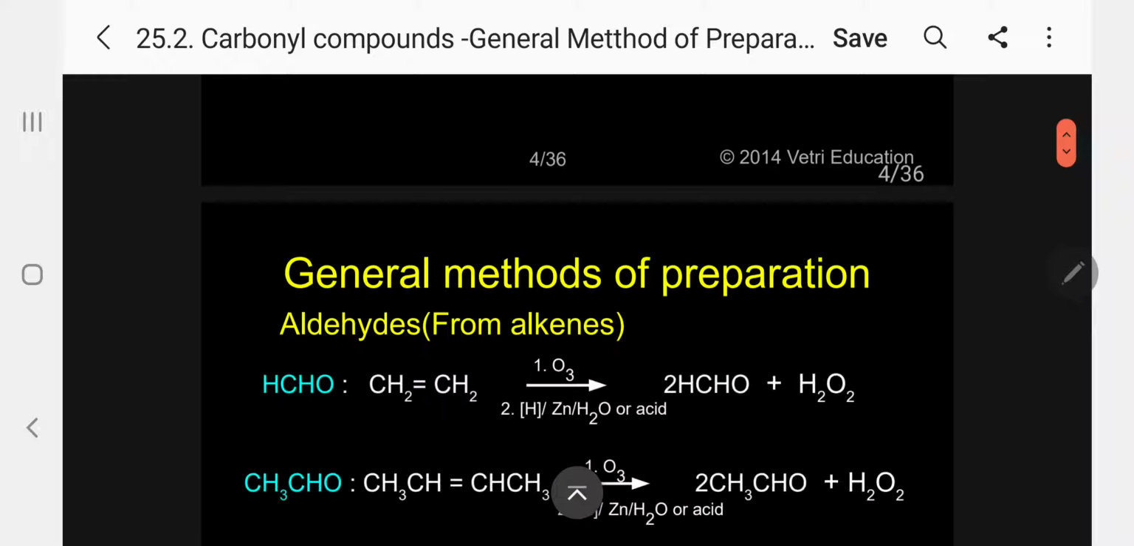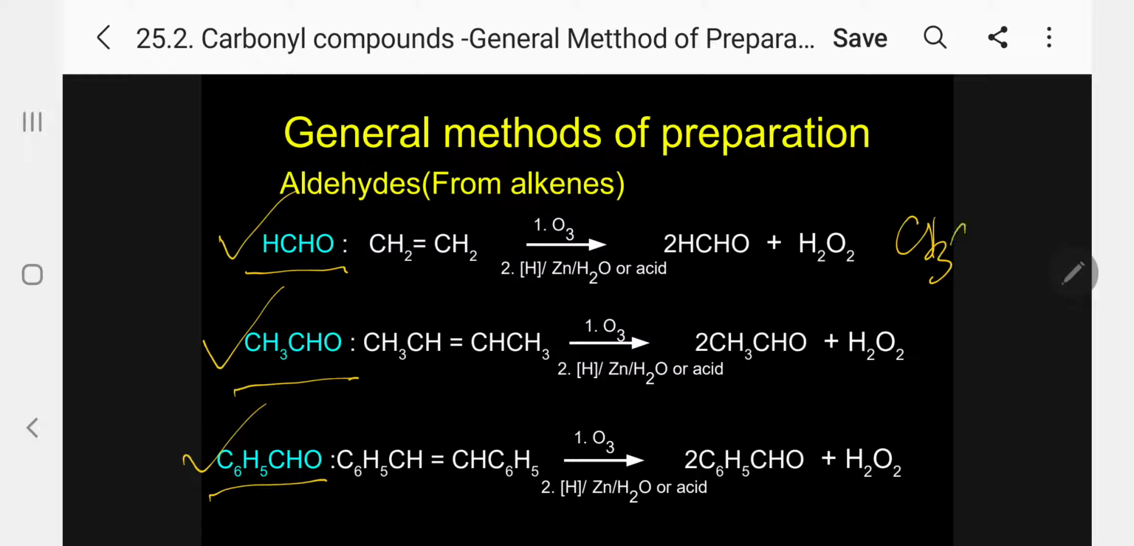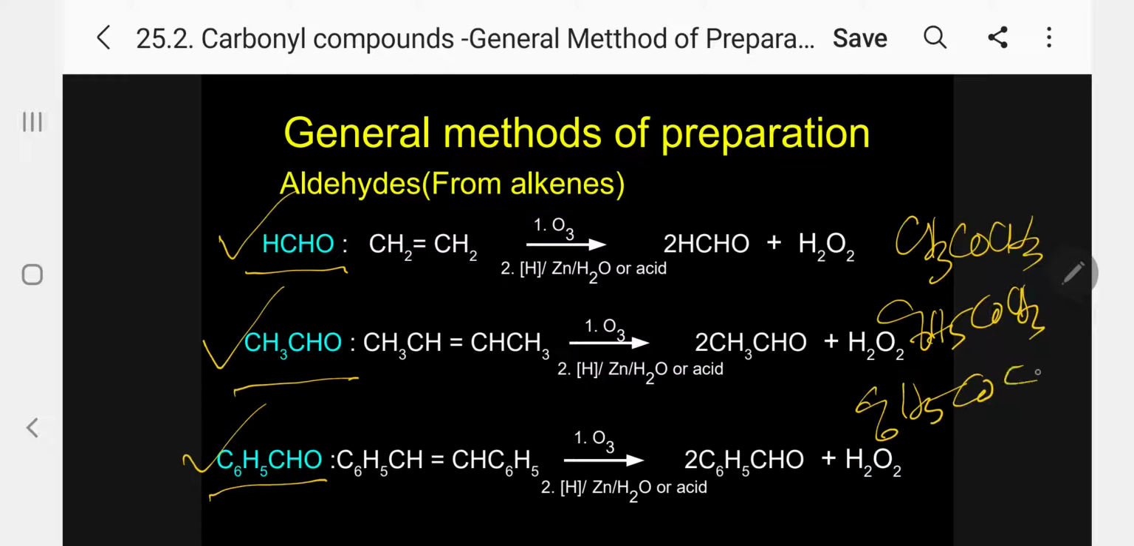Kindly follow. So let me take specific examples. As per our syllabus, in the case of aldehydes, we are going to prepare formaldehyde, acetaldehyde and benzaldehyde. In the case of ketones, we are going to discuss acetone, acetophenone and benzophenone. So these are the 6 compounds we are going to prepare as per our syllabus.